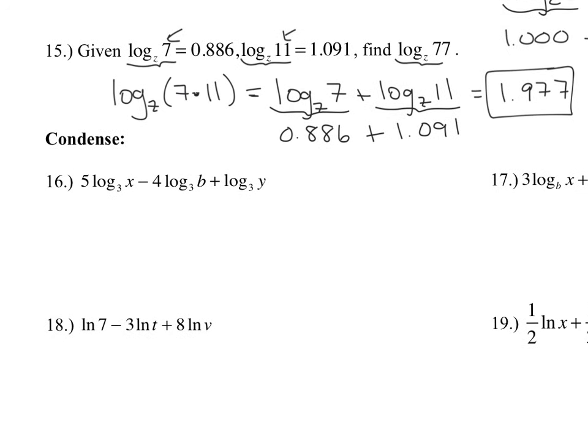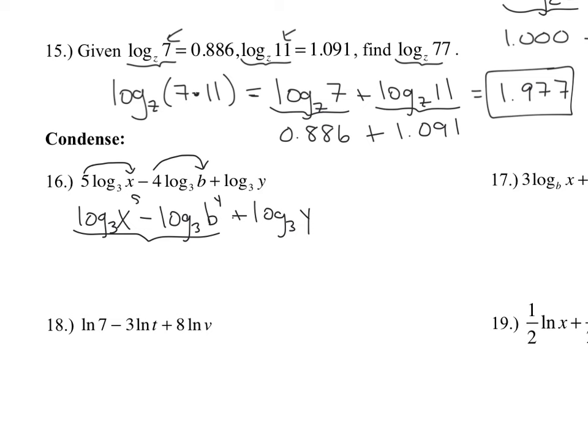And condensing. Condensing is just using the properties in the reverse direction. So instead of multiple logs, in the end I'm going to have just a single log. So we're going to work backwards from what we were working on. So in number 16, I'm going to take my coefficients here, and I'm going to move them up as exponents. So this will be log base 3 of x to the 5th minus log base 3 of b to the 4th plus log base 3 of y.